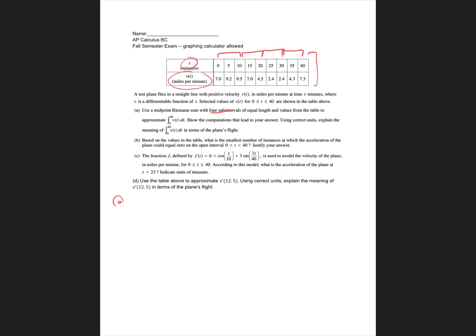wide. And they're all equal subintervals, right? So the width of each interval is going to be 10. Now, midpoint means you want the height at the midpoints of each of these. So the interval from 0 to 10, the midpoint is 5. The height there is 9.2.